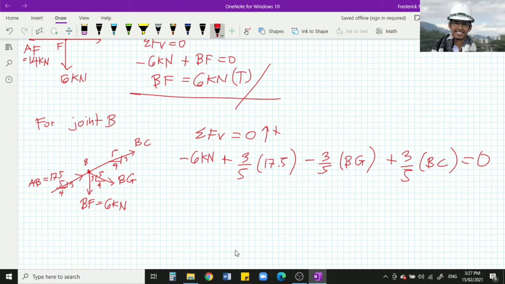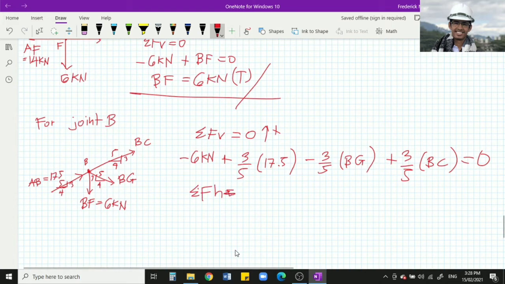So meron tayong unknown dito na dalawa, that will be BG and BC. So masosolve natin using isa pang equation. Importante yung alam natin yung algebra natin na pagsosolve ng two equations and two unknowns. Anyway, pwede rin natin itong idiretso dun sa ating calculator. Okay? So next is summation of forces horizontal is equal to 0.